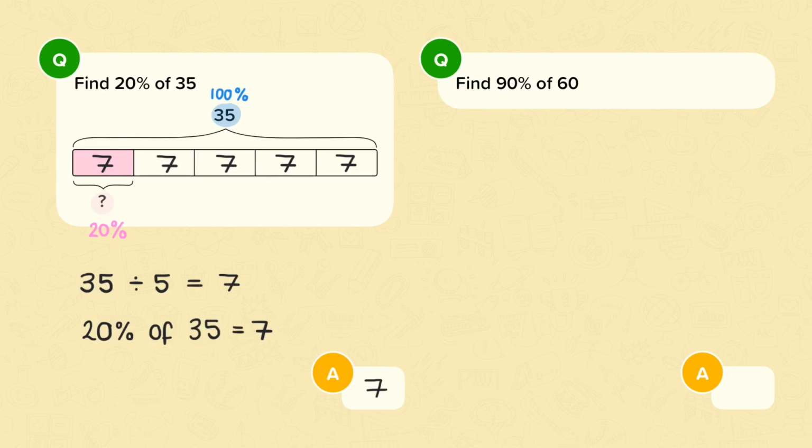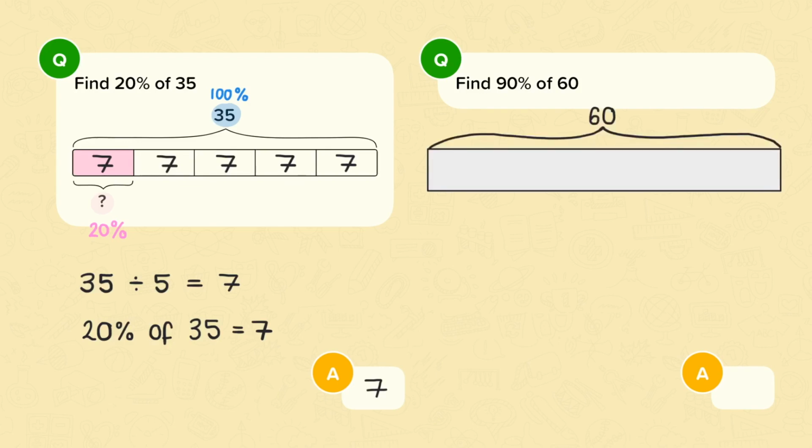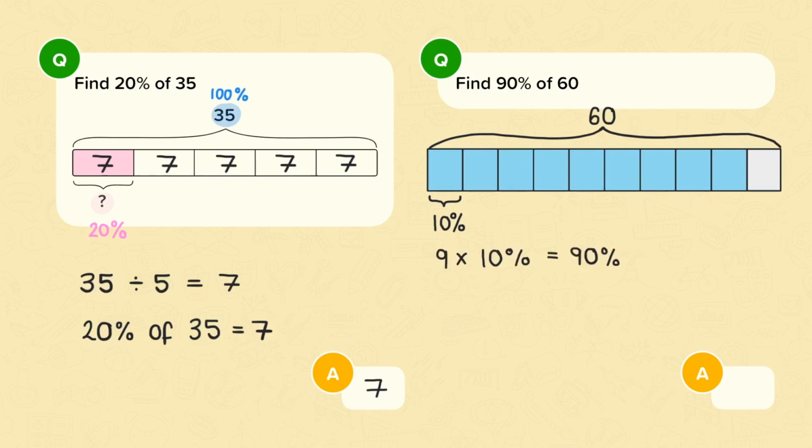Find 90% of 60. To help us with this question, we're going to draw a bar model. 90% is a multiple of 10, so I'm going to split my bar model into 10 equal parts, and each part will be worth 10%. To find 90%, we need to find the value of 9 of these parts, because 9 times 10% equals 90%.